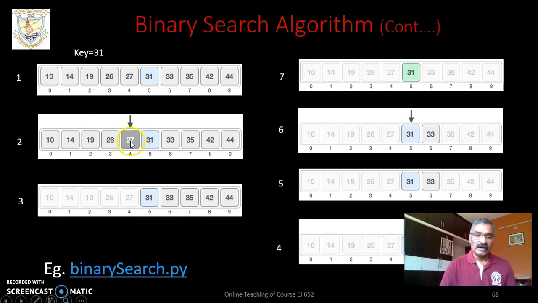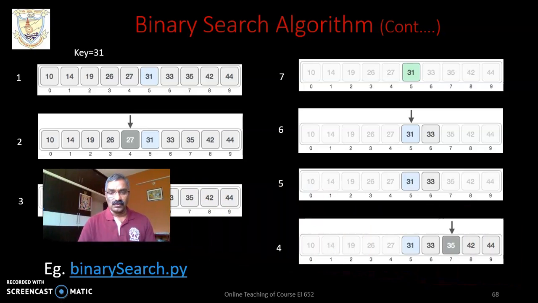So then what it does, it will check whether the key element is larger than the middle element or smaller than the middle element. You see here 31 is larger than the middle element 27. Hence it goes for the sublist to the right side, the right sublist. So it discards whatever elements are present on the left. It chooses the elements which are present here at index 5, 6, 7, 8, 9. Okay, this is step number 3.